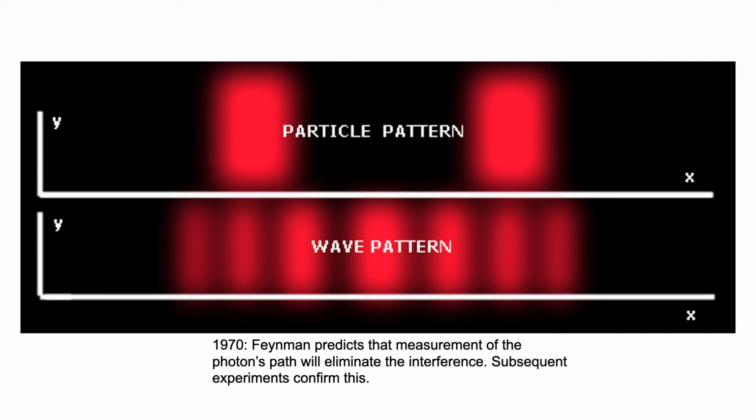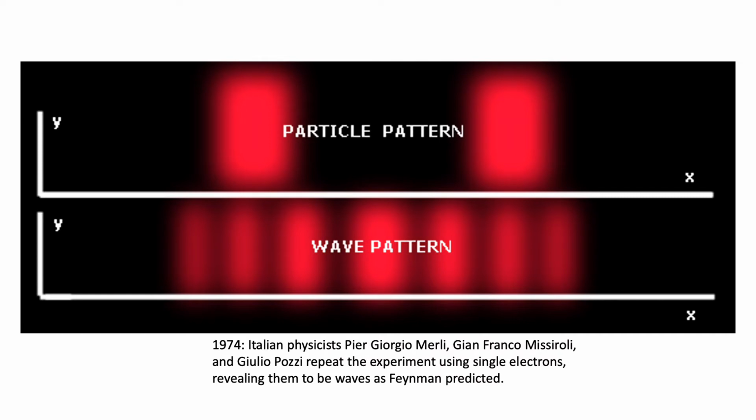In 1970, Richard Feynman predicted that if the double slit experiment were repeated with these single photons in a way where we actually watched the photons and we measured which holes they went through when each one went through, then it would stop behaving like a wave and it would behave like a particle because we were watching it. And in fact, in 1974, this was confirmed.